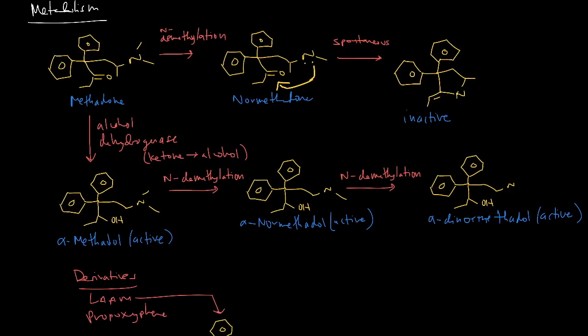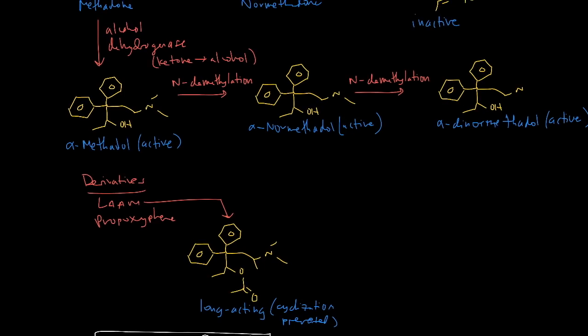Your derivatives are LAAM and propoxyphene. LAAM is shown here. It's long-acting because this group over here cannot react with the lone pairs on the nitrogen. Therefore, this cannot cyclize after it's demethylated. Therefore, it's long-acting. So cyclization is prevented in LAAM.